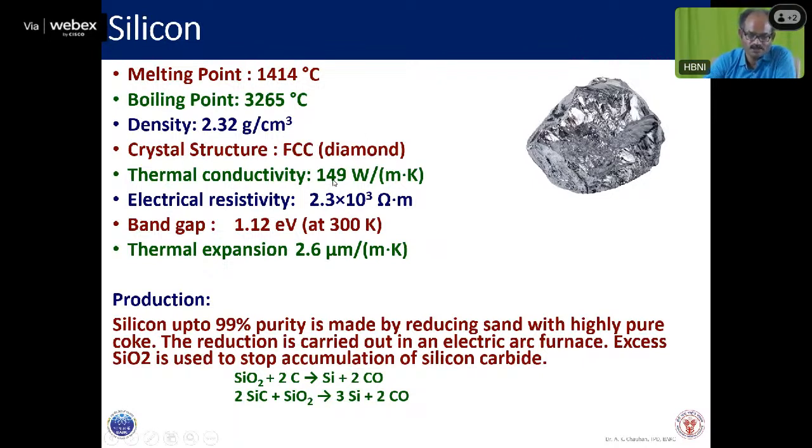The thermal conductivity is 149 watt per meter K. Electrical resistivity is 2.3 into 10 to the power 3 ohm meter. Band gap is 1.12 electron volt. Thermal expansion is 2.6 micrometer per meter kelvin.